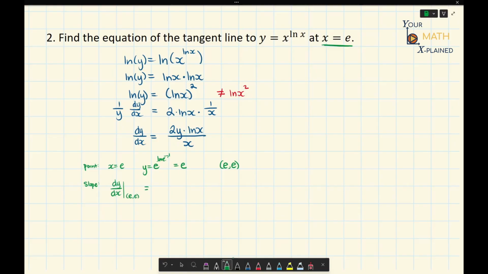And this is going to be equal to 2 times e times ln of e over e. So this is 1, which means we get 2e over e. So our slope here is equal to 2. And now putting this all together, using our point slope form, we end up with y minus e is equal to 2 times (x minus e). And that would be the equation of the tangent line to y is equal to x to the power of ln of x at x is equal to e.